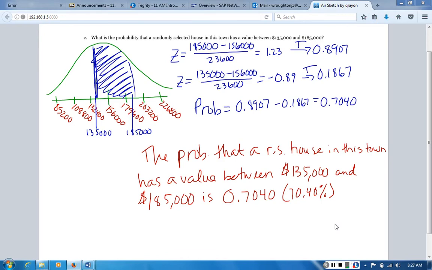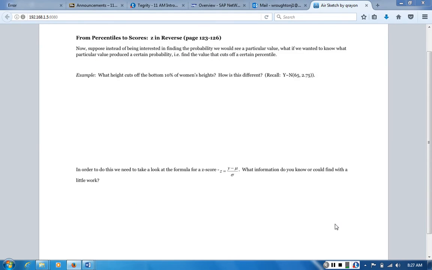We're going to change things around on you a little bit. So as it says here, suppose now instead of being interested in finding the probability of a certain value, we wanted to find a particular value that produced a certain probability. That is, we want to find a certain percentile. So first, let me make sure I can explain what I mean. For example, when my children go for their doctor's visits, I'm told quite often what percentile they're at. So I might come back one day and say, well, my son was at the 95th percentile for height. I want you to tell me how tall is he.